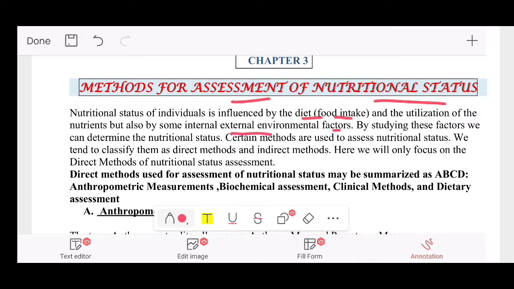Not only by food can we say about the status of nutrition, but some internal and external factors are also present to measure or assess the nutritional status. By studying these factors we can determine the nutritional status. Certain methods are used to assess nutritional status.